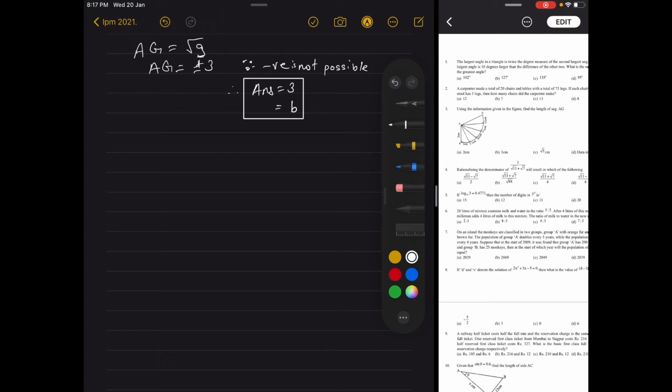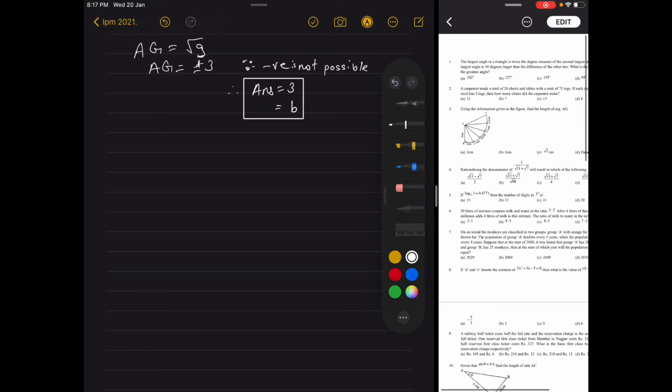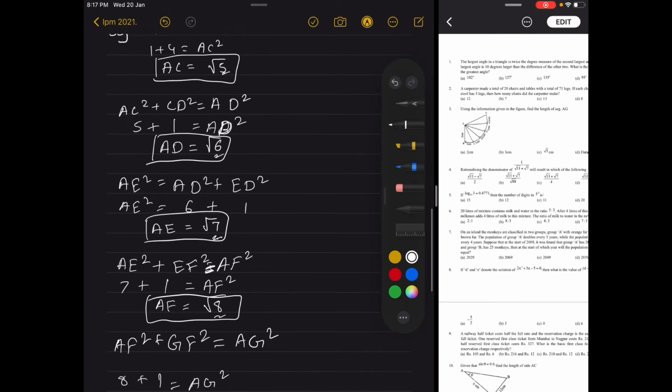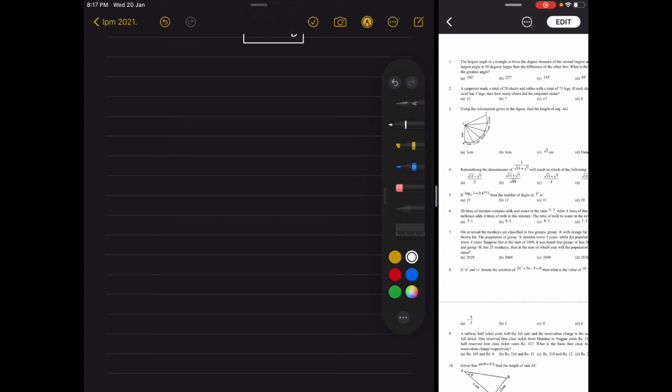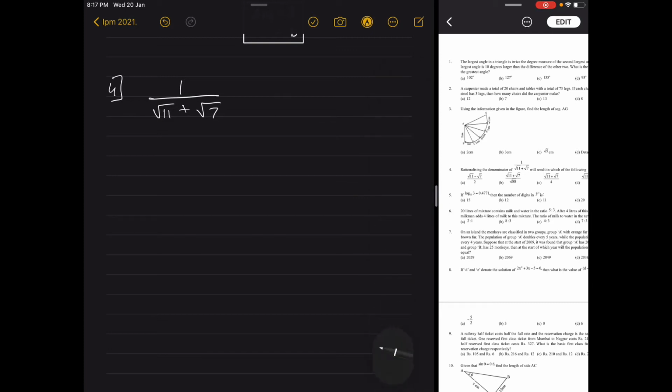Rationalizing the denominator of 1 by root 11 plus root 7 will result in which of the following? Okay, we know how. I might not have taught you this thing, but it's basically very easy. In this question I'll tell you how to do it. First write the question, obviously, because without the question how can we find the answer? So next you have to take the conjugate of the denominator. Now you might be thinking, what is the conjugate?